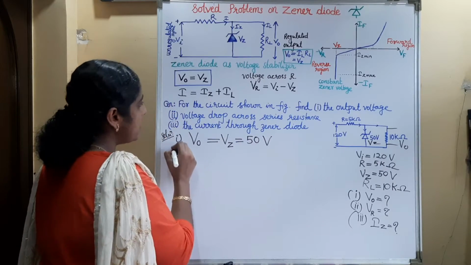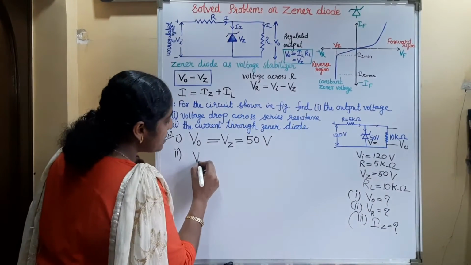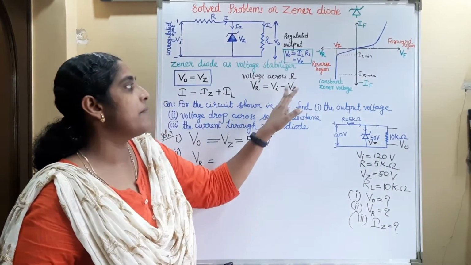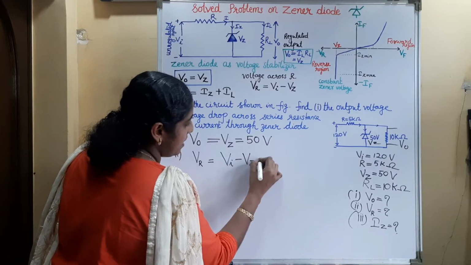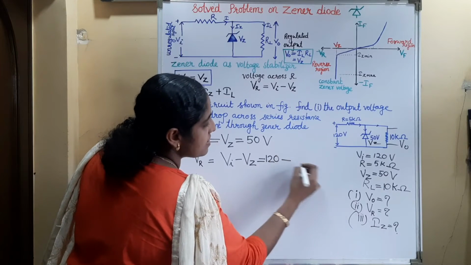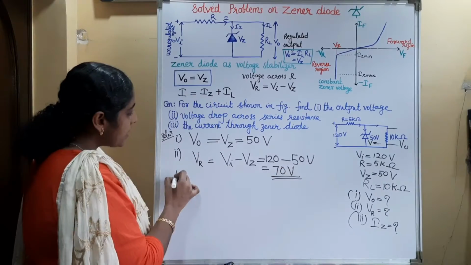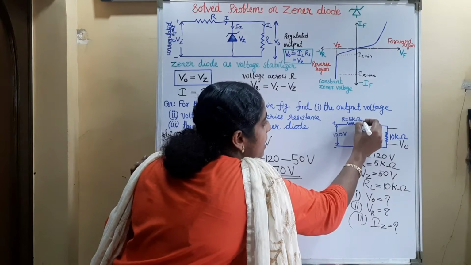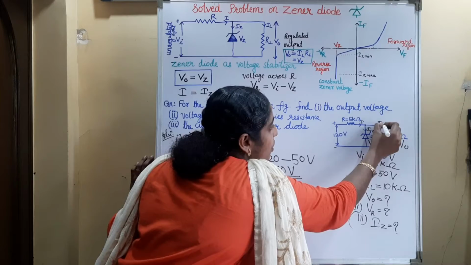And the second part is the voltage drop across the series resistance. So the voltage drop across the series resistance is this input voltage minus this Zener voltage, that is VI minus VZ, that is VI is 120 volt minus VZ is 50 volt, so that is equal to 70 volt. Third part is the current through the Zener diode. The main current I at this point is dividing into Zener current and the load current.